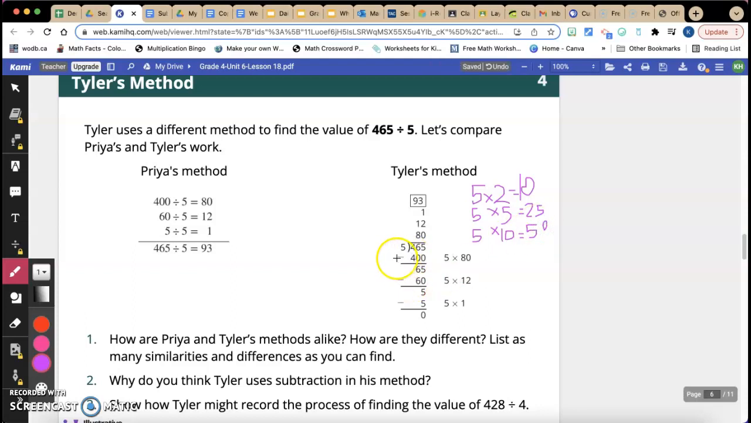Looking at this, I can see that Tyler knows the closest that he can get to 465 is by saying that 5 times 80 is 400. Boys and girls, that's not how we've been learning it. And honestly, if you don't know what 5 times 80 is off the top of your head, it's going to be kind of hard for you to figure out what this number is going to be. So let's look at it with the standard algorithm.